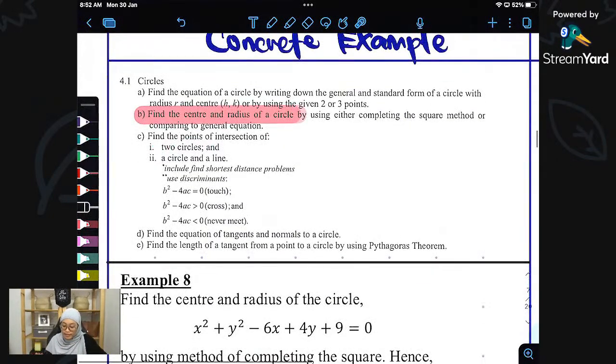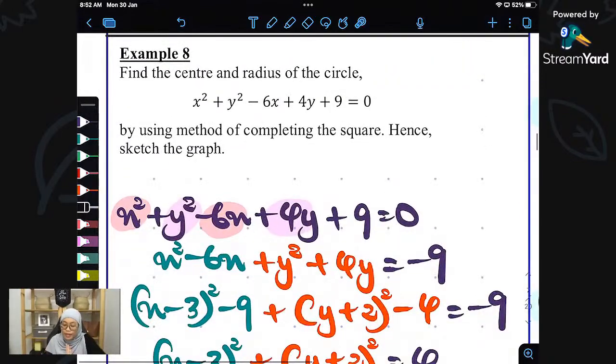Let's move on to the next example. So next example here, dia suruh kita cari center and radius for this equation of circle, and then by using the method of completing the square. See here, the completing the square. By using the method of completing the square, you must be good in completing the square, so that what?